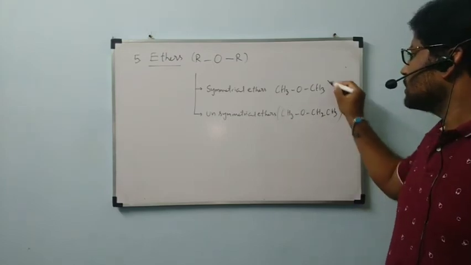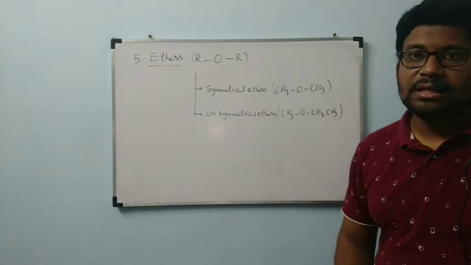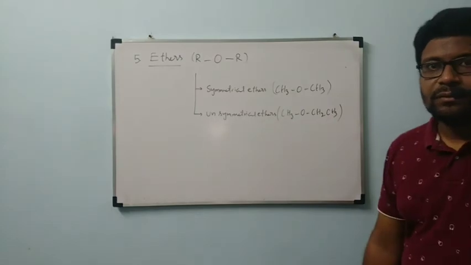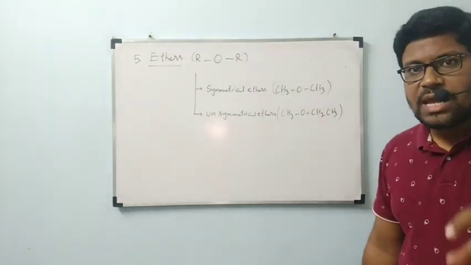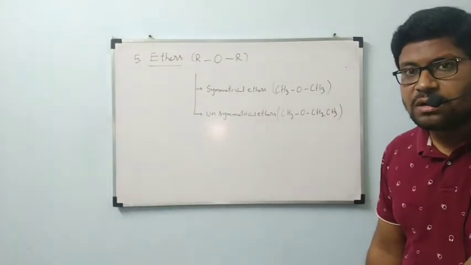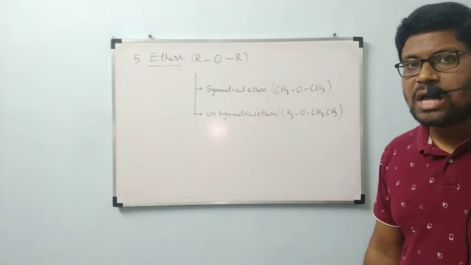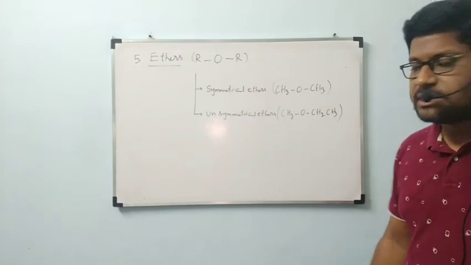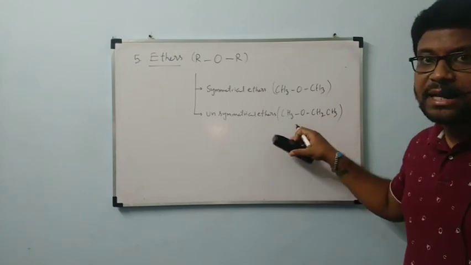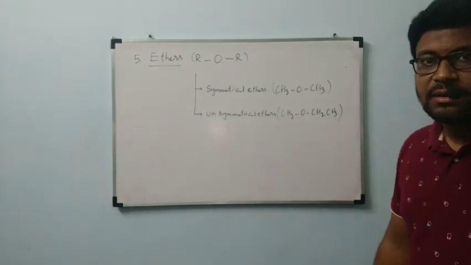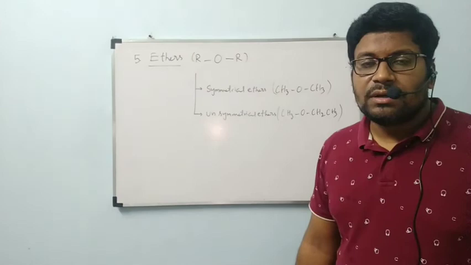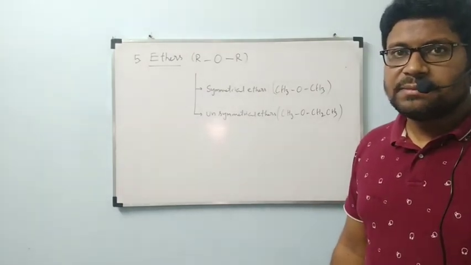If the oxygen is not bonded to same alkyl groups, it is bonded to different alkyl groups, that is called an unsymmetrical ether. If oxygen is bonded to same alkyl groups, that is called a symmetrical ether. If oxygen is bonded to not the same alkyl groups, that is called an unsymmetrical ether. Here oxygen is bonded to CH3 and CH2CH3, methyl and ethyl, two different alkyl groups. This type of ether is called an unsymmetrical ether. Now we have to give names for symmetrical ethers as well as unsymmetrical ethers.